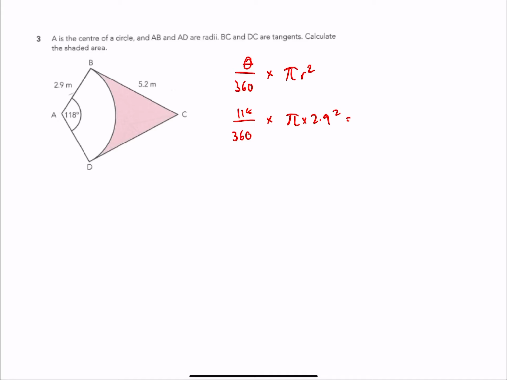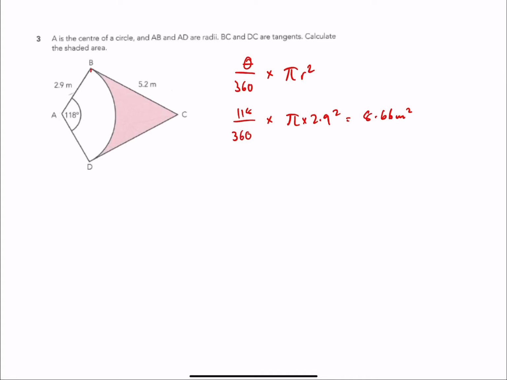Is 8.66 meters squared. So that's the area of a sector. Now I need to find out some information for the rest of the shape. So let's have a look at it. It's two triangles put together.